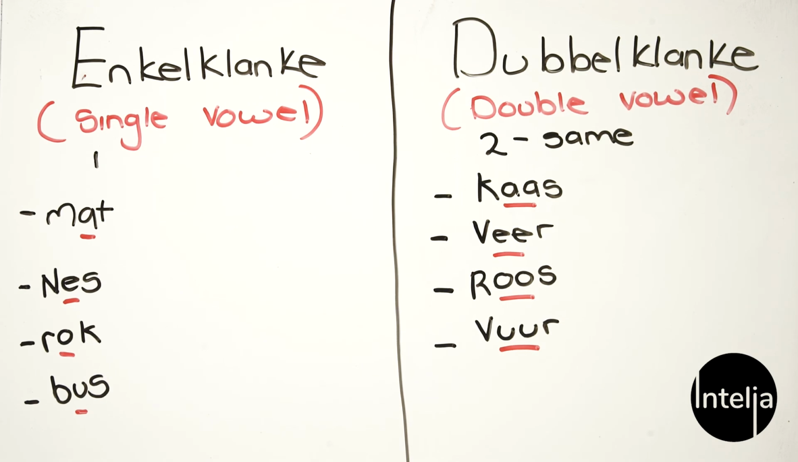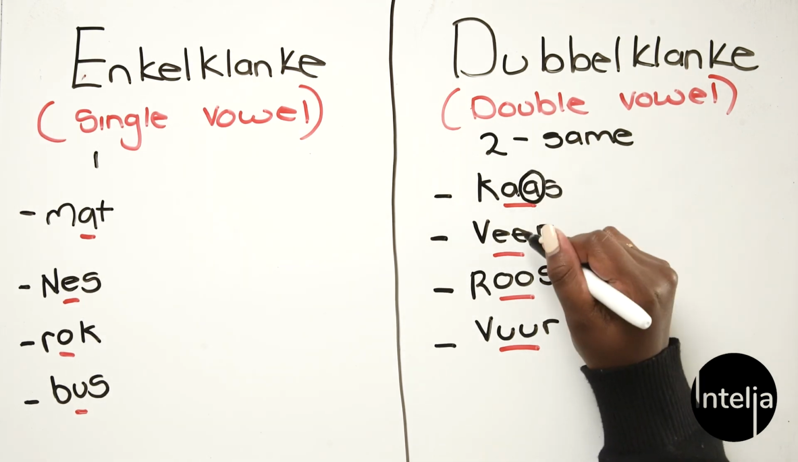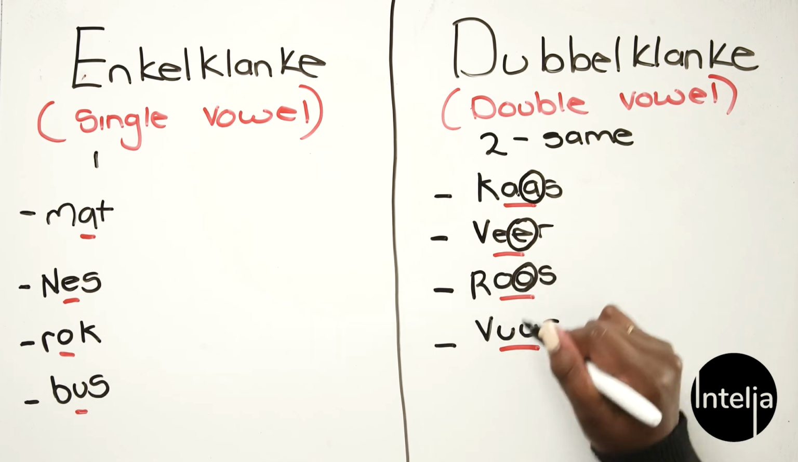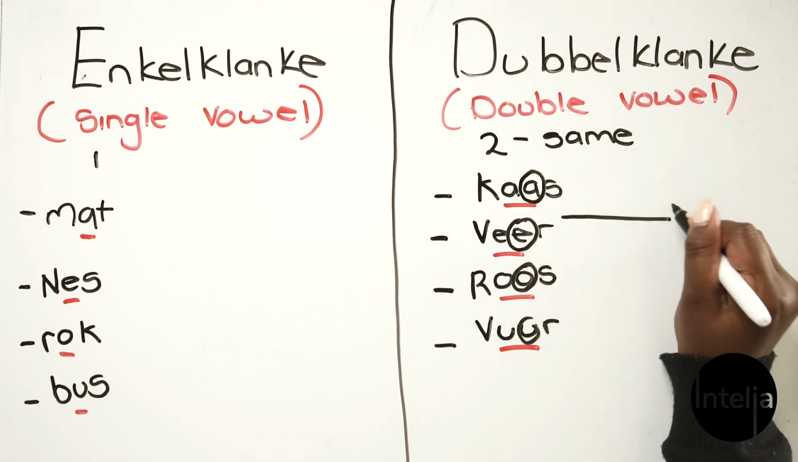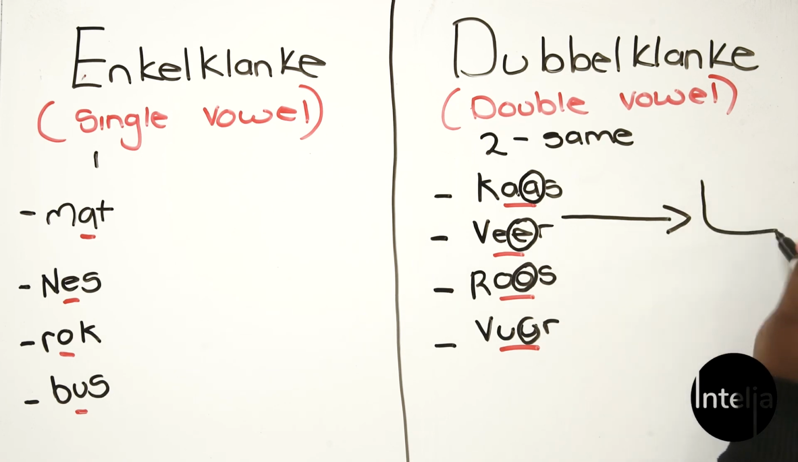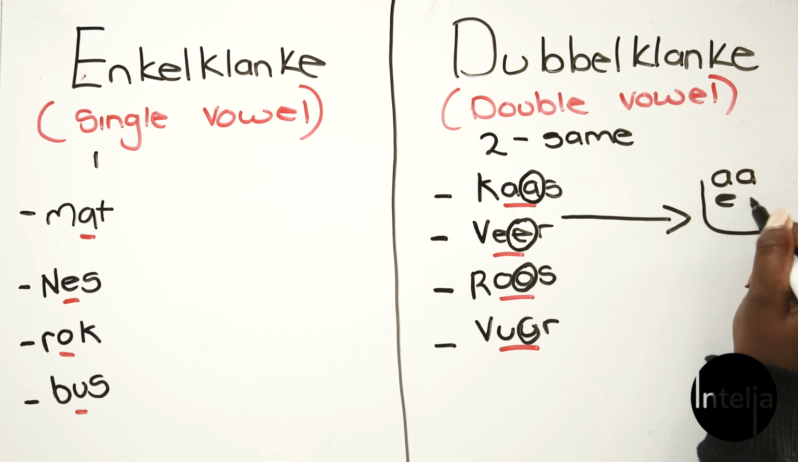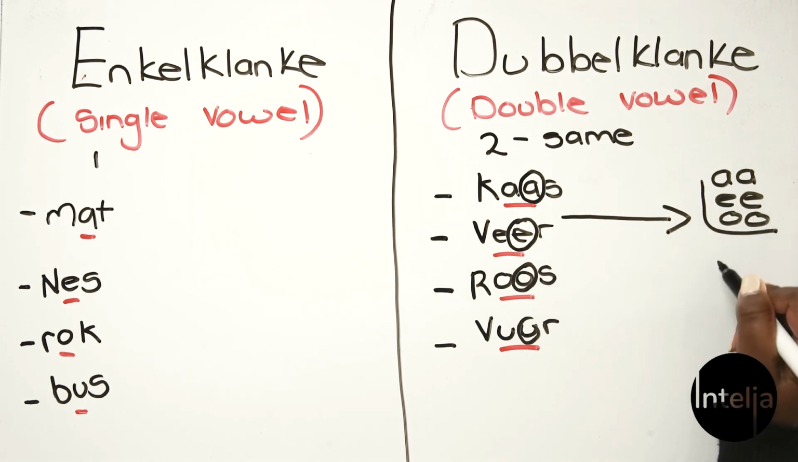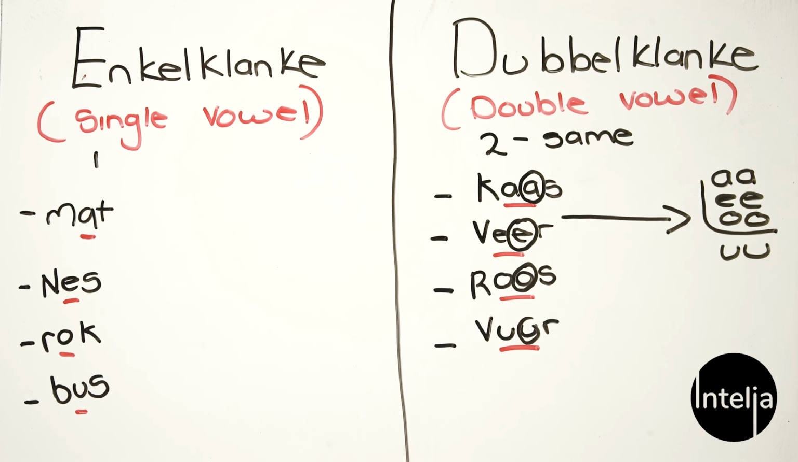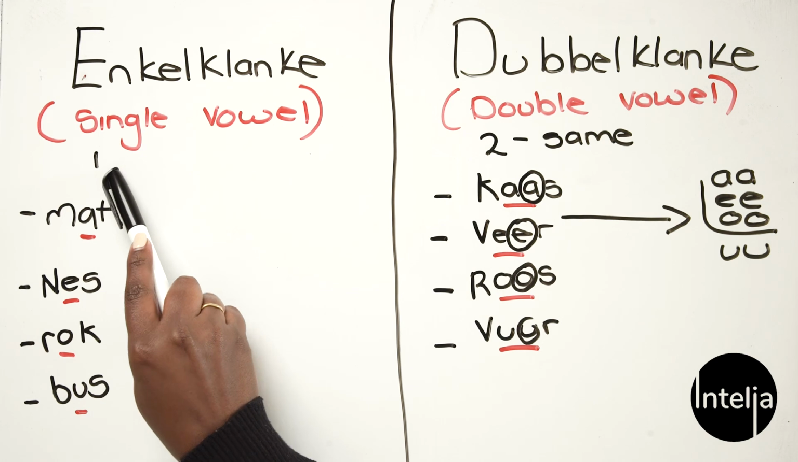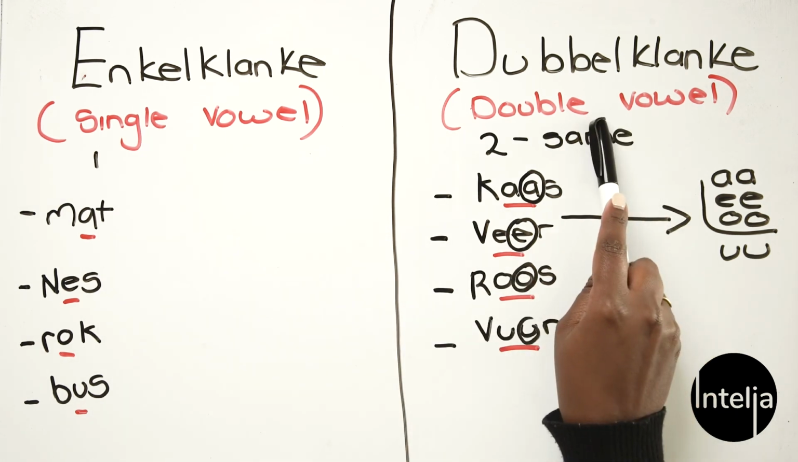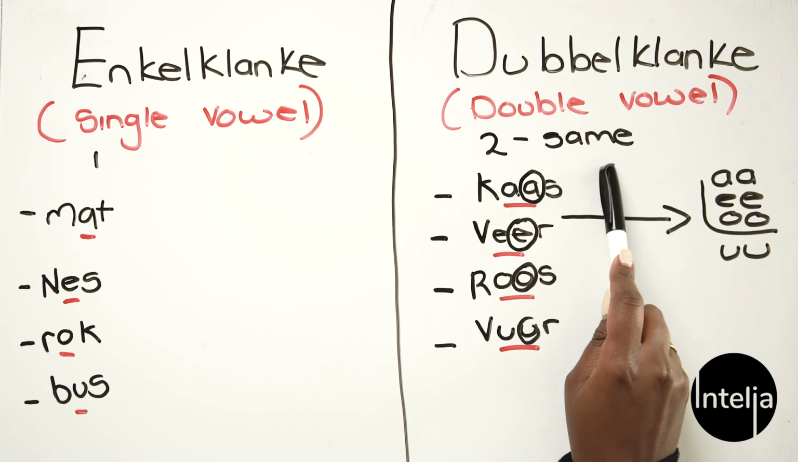So remember, the only thing that changes is the length of your word. When you add that extra vowel, it lengthens out the word and you drag that letter. Awesome, guys. So don't forget, single vowel, one vowel. Double vowel, two vowels, but the same vowels.